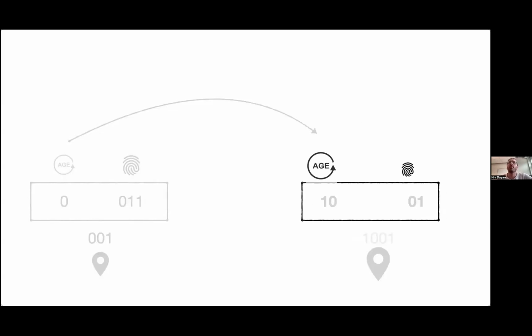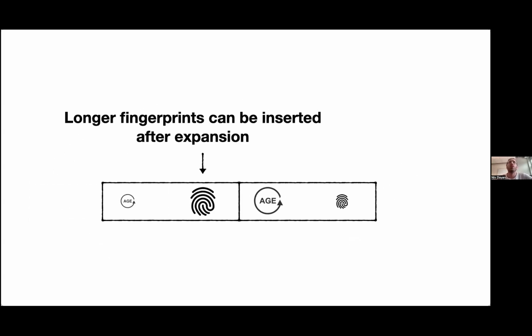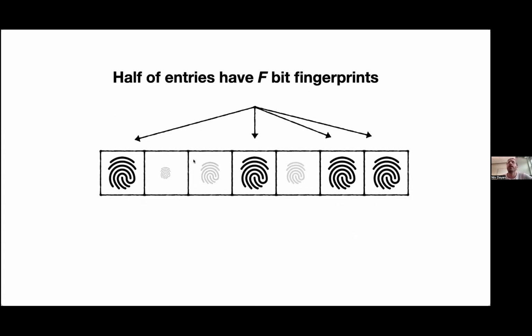Now remember that the core point of this is that even though this fingerprint shrank due to the expansion, new fingerprints inserted after the expansion can be set to fingerprints that are as long as before or even longer. And why is this good? Let's now try to analyze the false positive rate with this approach.